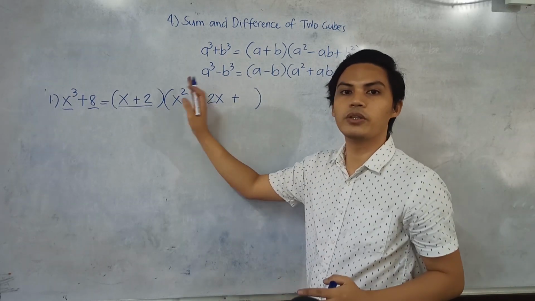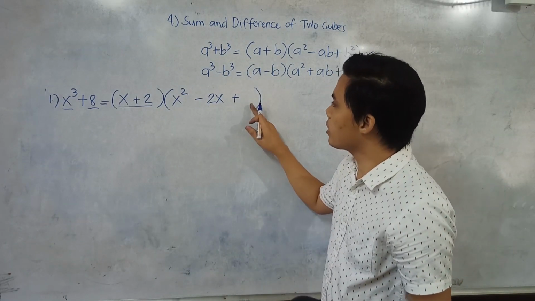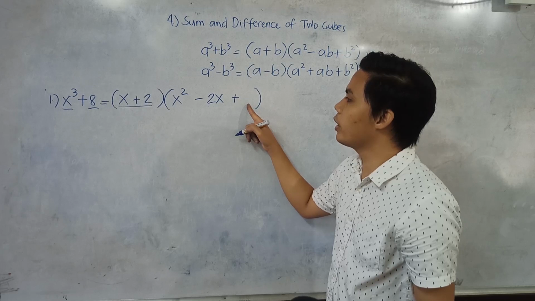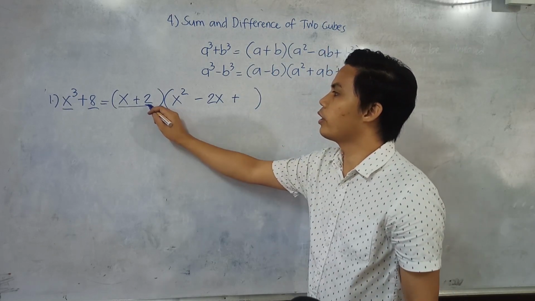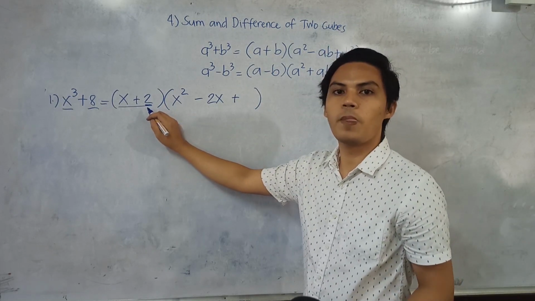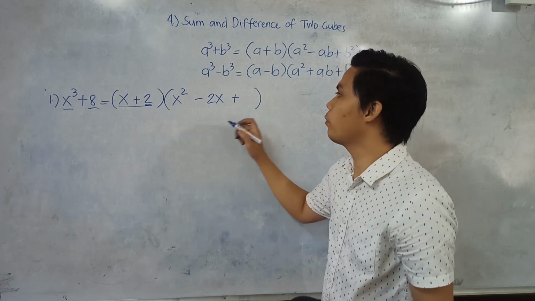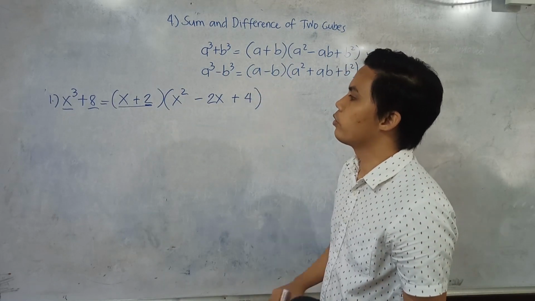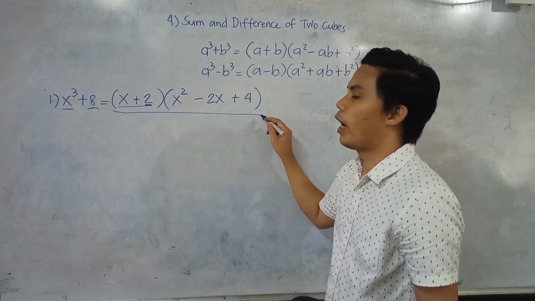Again, ilagay na natin yung mga signs. So, please do not worry about the signs. Okay, sa last na term natin. Ang last term naman natin is yung square ng second term. Ano ang second term natin? 2. So, what is the square of 2? The square of 2 is 4. So, this is your final answer.